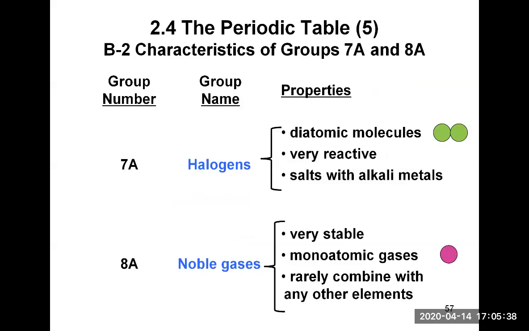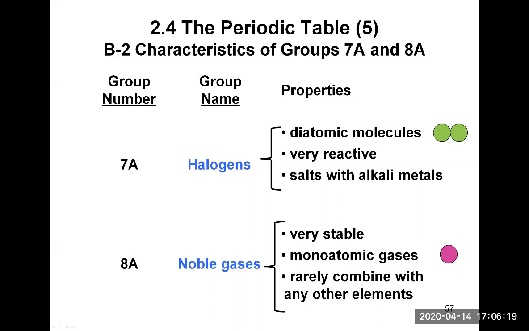So, characteristics of group 7A and 8A. These are on the right side of the periodic table. Group 7A are called the halogens, and they comprise fluorine, chlorine, bromine, iodine, and astatine. These are found in nature as diatomic molecules, which means two atoms of the same kind are bonded together to make a molecule. So they are found as F2, Cl2, Br2, I2, because they are more stable this way.